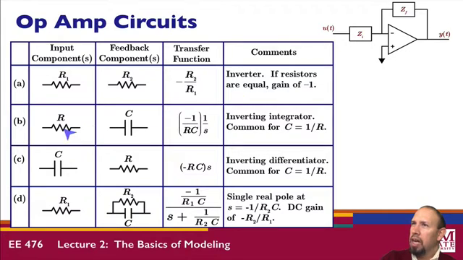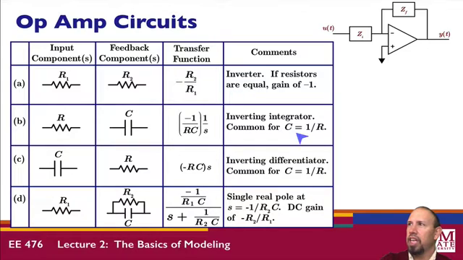Okay, so the next case we have an R and a C, in which case we have -1 over RC times 1 over s. So this gives us an inverting integrator. So the inverting is the negative sign, the integrator is a 1 over s. If you look at the integration property of the Laplace transform, the Laplace transform tells us that if we take the Laplace transform of the integral of a signal, we get 1 over s times the Laplace transform of the signal. So the integrator acts like a 1 over s in terms of transfer functions. Okay, and it's very common for C to equal 1 over R, in which case RC is just 1, and all of this just becomes minus 1 over s. So that's a common way of doing it.